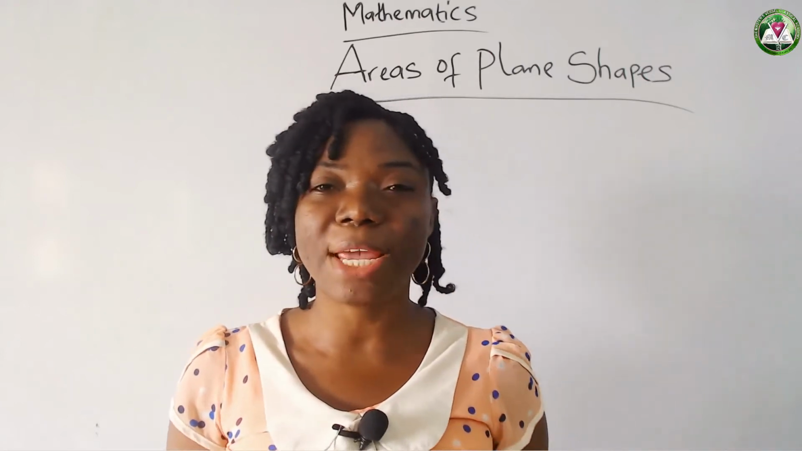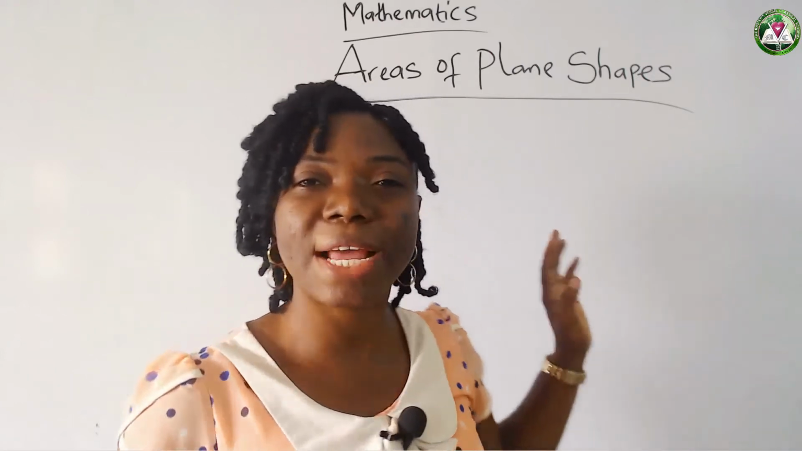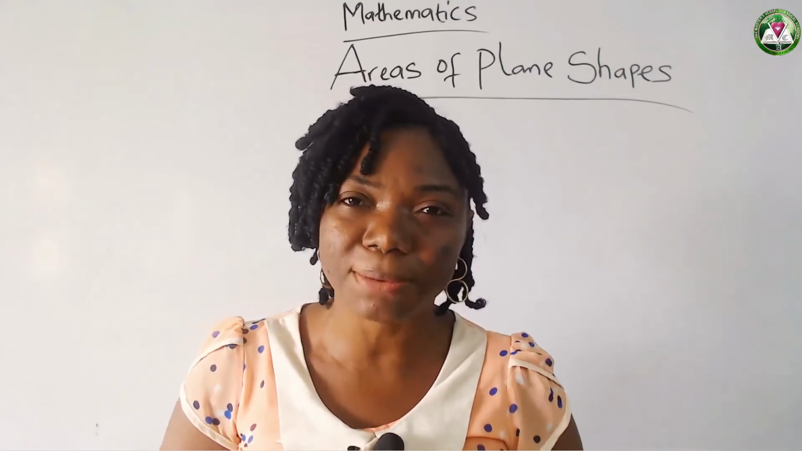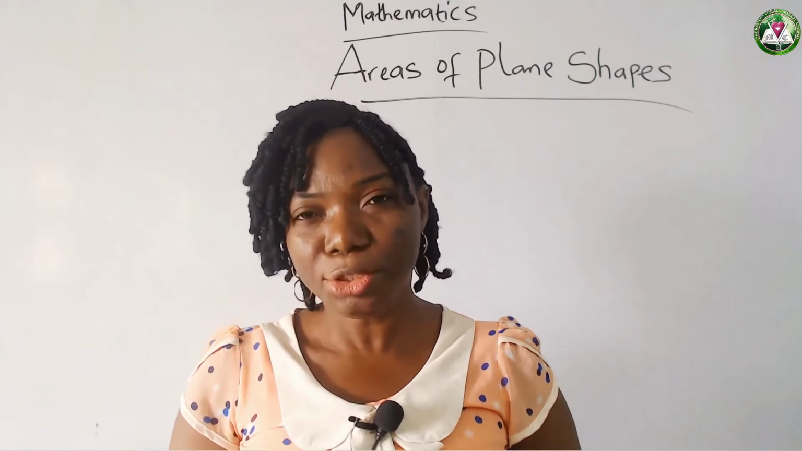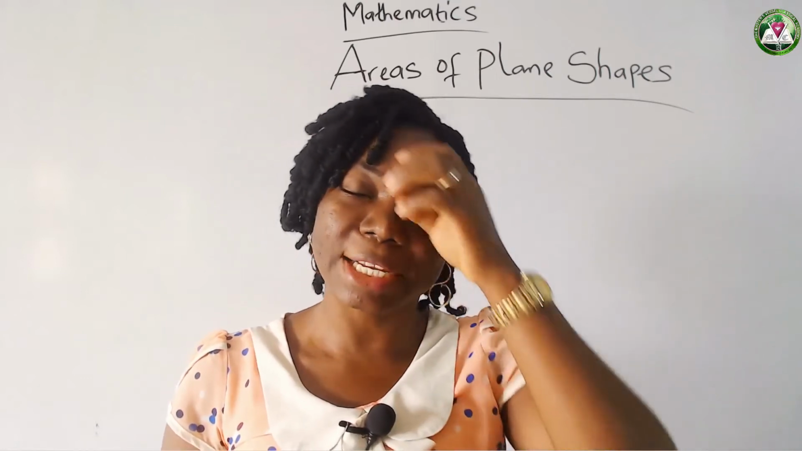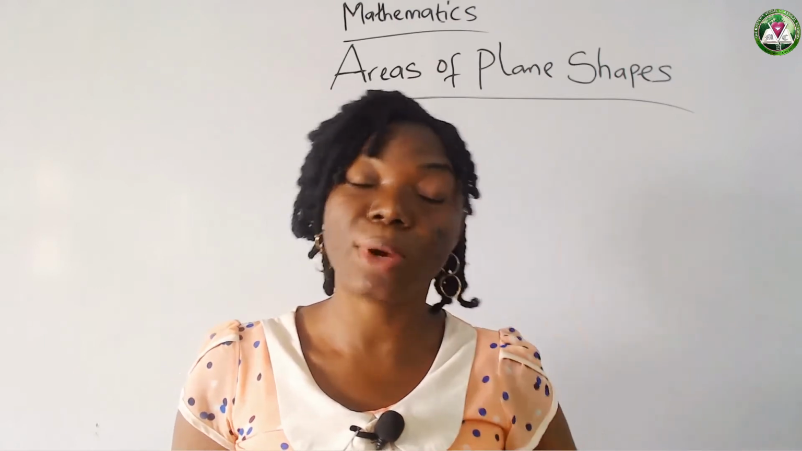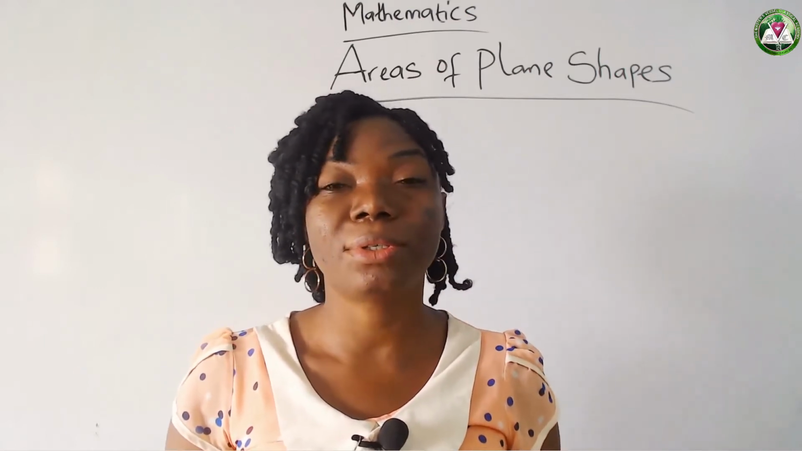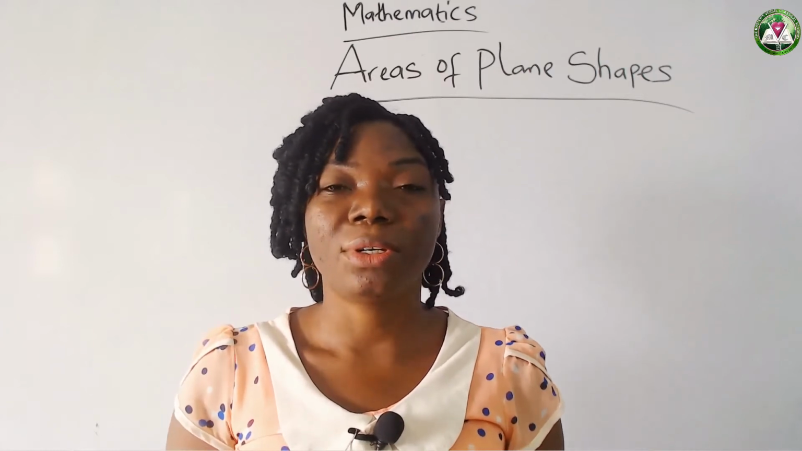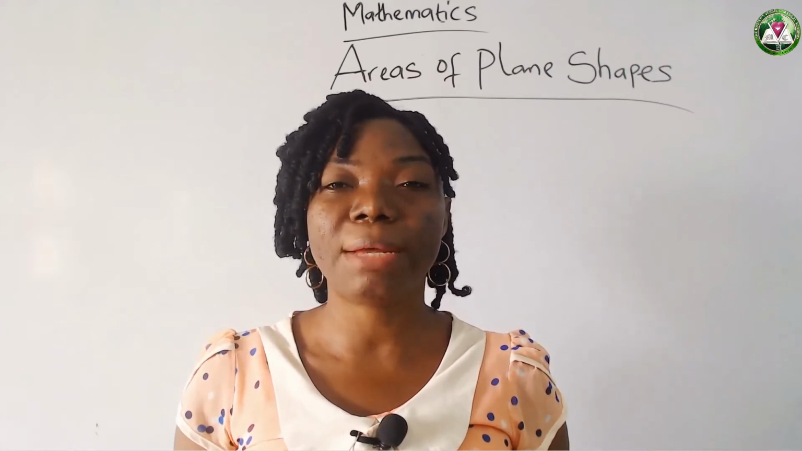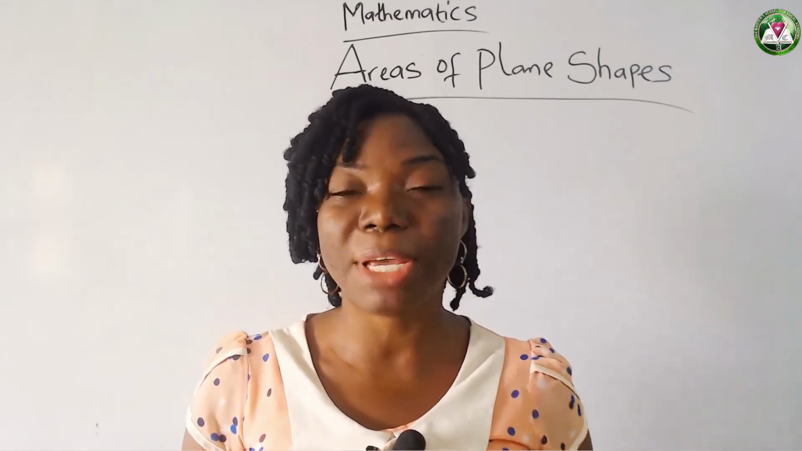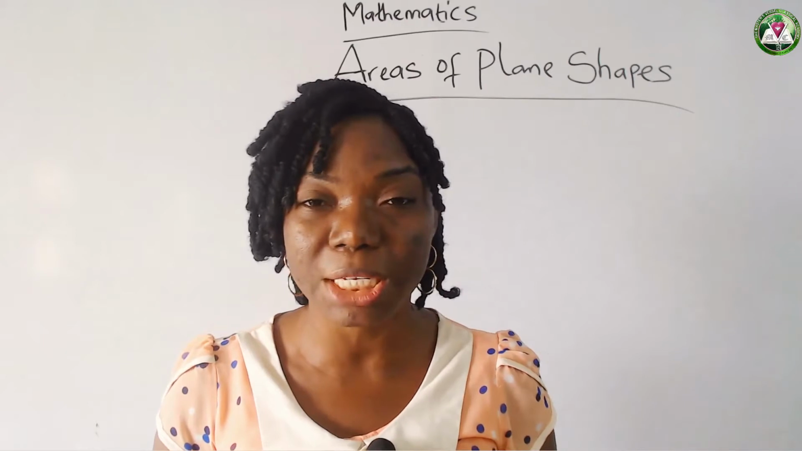Now, when we talk about areas of plane shape, even before we go there, do you know what plane shapes are? You should know that. Now, plane shapes are shapes like square, rectangles, triangle, pentagon. These shapes, we call them the 2Ds. They are called two-dimensional shapes. That is what 2D means.